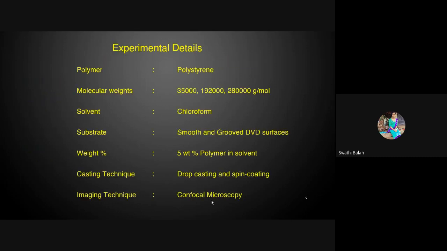Now, the experimental details. We used polystyrene of three molecular weights, 35,000, 192,000, 280,000 gram per mole. The solvent used was chloroform, and we used 5.8% polymer in the solvent. The substrates used were the smooth and grooved DVD surfaces. We used drop casting and spin coating techniques for the casting. The images were obtained using confocal microscopy.